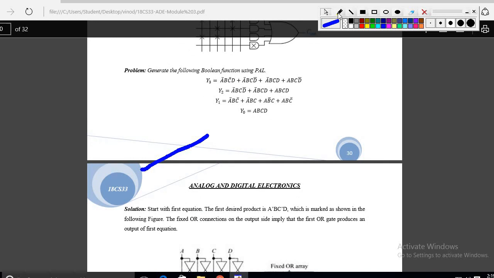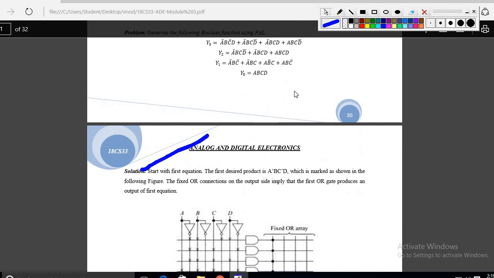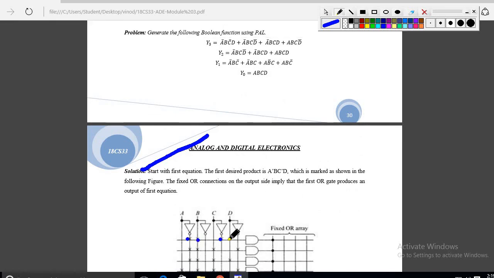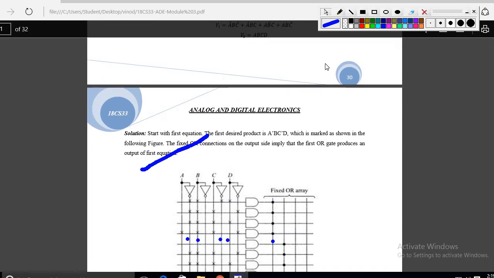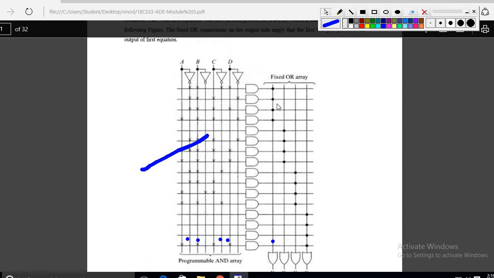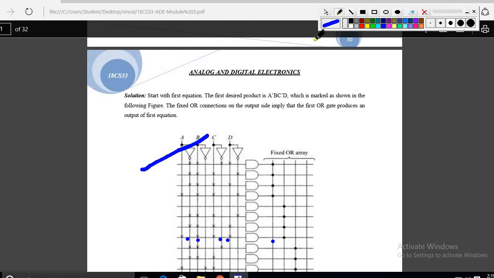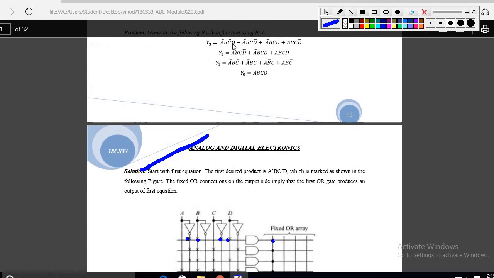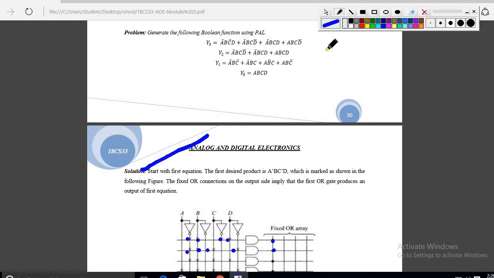So where are your inputs? A bar, b, c bar, d. Where do we have to connect? First, where is your a bar? Here it is your a bar, here it is your b, and here it is c bar and d. So just connect it to the AND gate, and make a point over here. If you want to get y3, where is your y3? Y3 is here, right? For y3 all the 4 expressions here are required. What are those 4 expressions? These are the 4 expressions. So a bar, b, c, d bar, you have to make a point out here and connect it here. Like that you have to do.